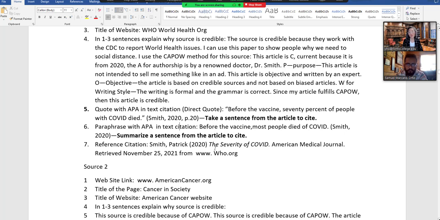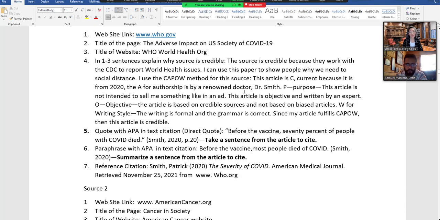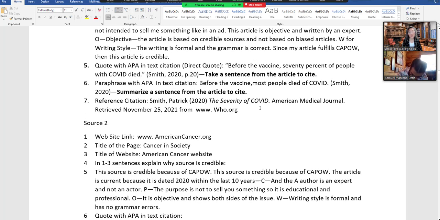And then you have the name of your article, the severity of COVID, which doesn't match the title of the page. I should change that to the severity of COVID, because that should match. The title of your page should match. All right, now everything matches. So then you have your article name, the severity of COVID, then American Medical Journal, the name of the journal, then what volume, like volume 25, edition 6 or 7 or something like that, pages 23 to 25. Okay, you've got to include whatever the page is.